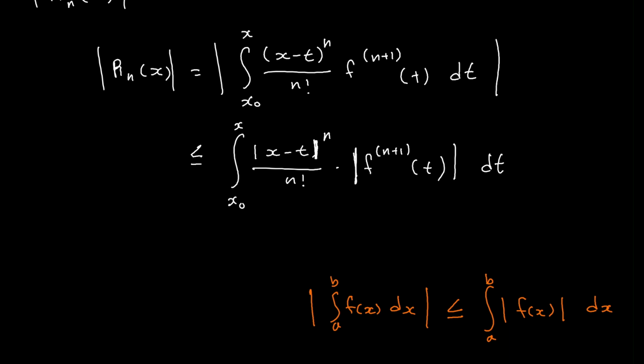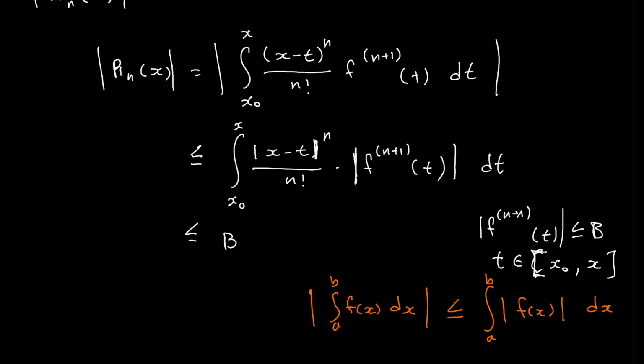So let's just let b be the upper bound, b for bound. Let's say you have an upper bound for this value, and we'll call that b. And this has to be true for all values in this integral, so for t between x naught and x. Now I can take this b and rewrite it outside of the integral to get this: x minus t to the power of n over n factorial dt.